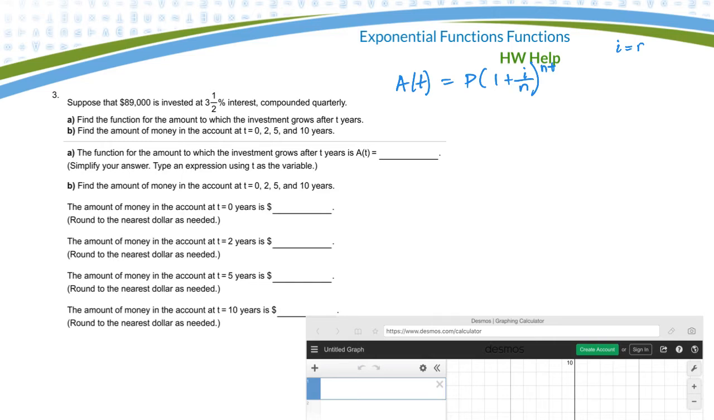So if they want to know what the function is, then I plug in everything I know except for t. So A of t is equal to the principal. They're putting in $89,000. And then 1 plus interest rate 3.5, so that'd be 0.035 over how many times a year? Compounded quarterly, so 4 times a year, to the, and then n is 4 again, times t. There we go, so there's the function. Now what they want you to do is plug in a bunch of numbers, so plug in 0, 2, 5, 10.